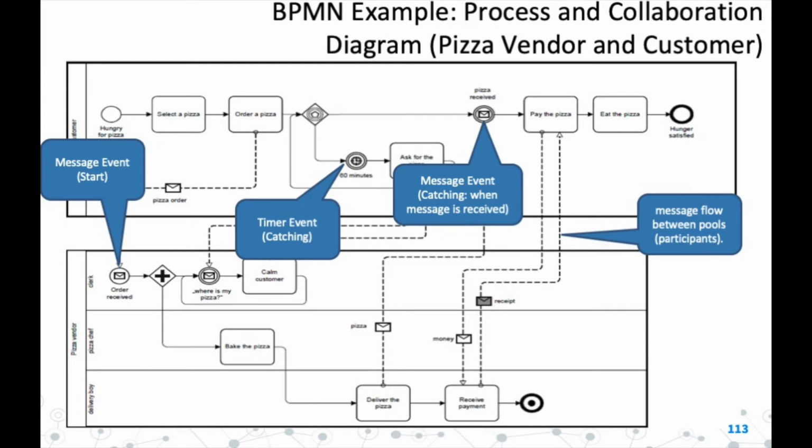And you'll note that once the pizza is ordered from the customer side of things, there's a timer that says they're supposed to get their pizza within 30 minutes. So that timer is waiting. If it happens to trigger, then the customer is going to call the pizza vendor and ask where their pizza is. Otherwise, they're a calm customer. Pizza gets baked. Pizza gets delivered. Pizza is received by the customer. They then pay the supplier. Payment is then received. And of course, the customer eats their pizza and their hunger is satisfied.